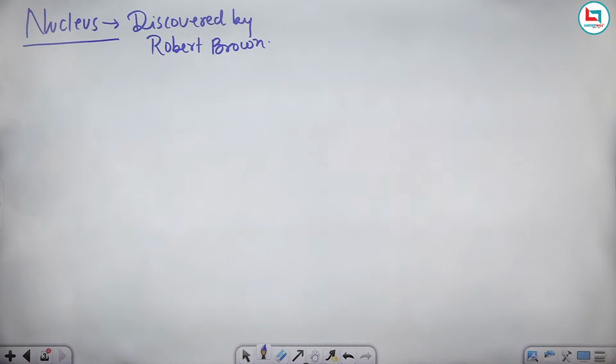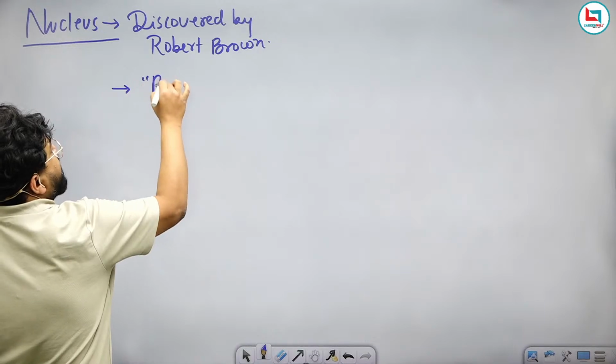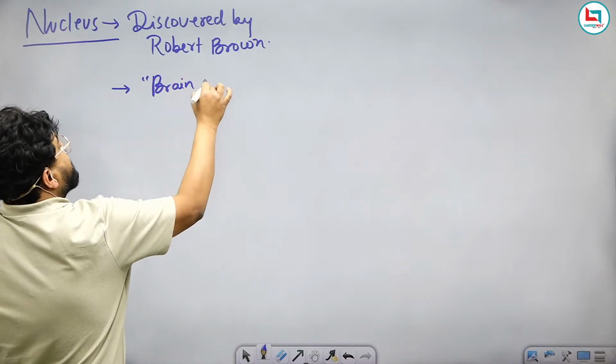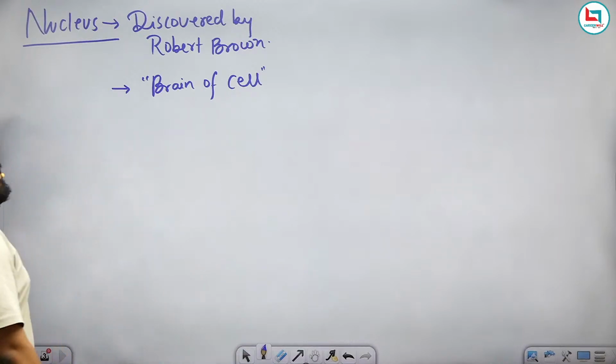Nucleus. This structure was first discovered by Robert Brown, and the nucleus is said to be the brain of the cell. Likewise, our body has its own brain, and every cell has its own brain, which is said to be the nucleus.